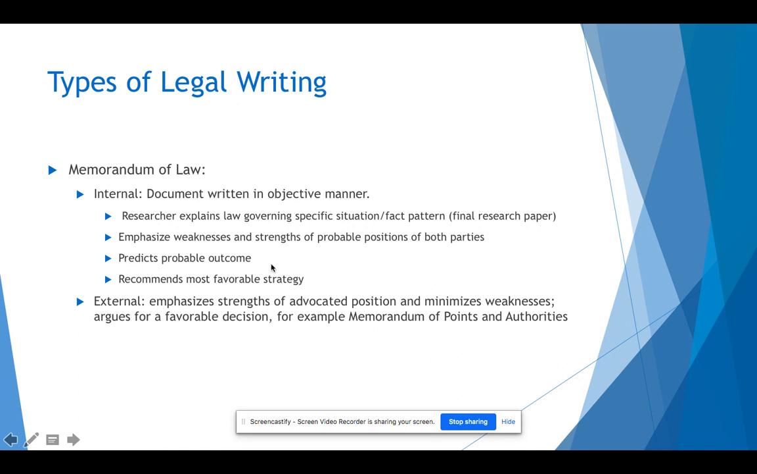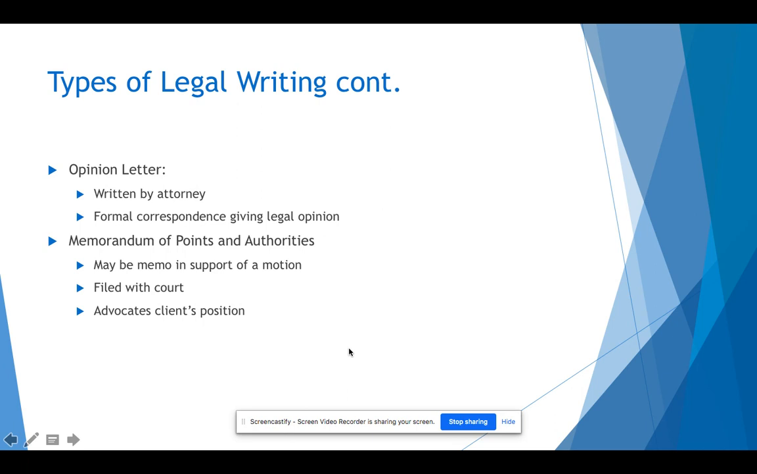So that's the memorandum of law if it's internal. Now, a memorandum of law, if it's external, is usually a memorandum of law in support of a motion. That one, you would be emphasizing the strengths of an advocated position, minimizing the weaknesses of your argument, and arguing for a favorable decision on the part of your client.